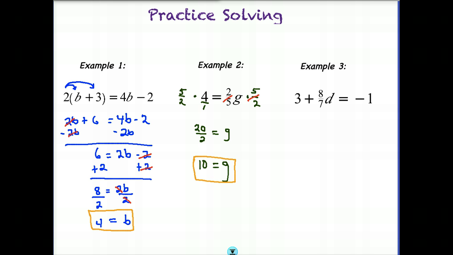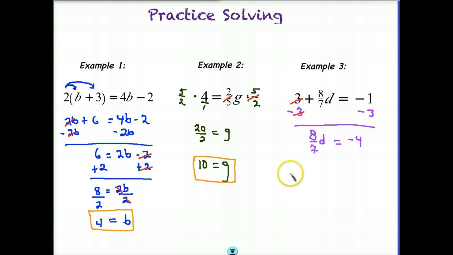Last problem. In this problem, we have 3 plus 8/7 times d equals -1. First thing we want to do is always move any addition or subtraction to one side. So we will combine our constant terms. I'm going to subtract the 3 since we have a positive 3 here. When we do that, 3 minus 3 cancels, it becomes 0. And all we're left with on this side is 8 over 7 times d. And on the right side, -1 plus a -3 gives us -4.